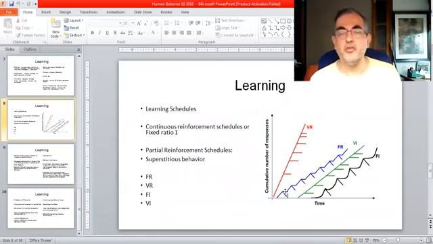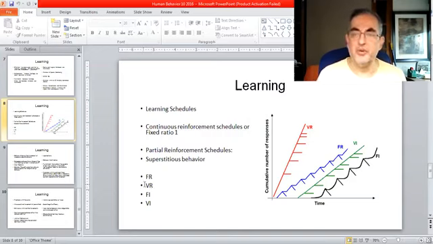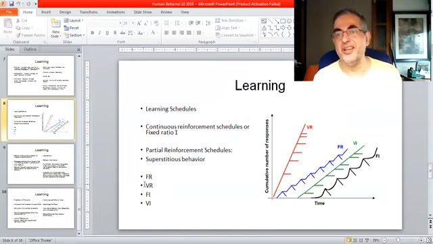Then he also tried variable ratio. Fixed ratio 2 होती है 2 lever presses, 1 food pellet. Variable ratio 2 होगी on average every 2 lever presses, food pellet. कई दफा 3 पे हो जाएगी, कई दफा 1 पे ही मिल जाएगा, लेकिन on average every 2 lever presses will lead to a reinforcement.